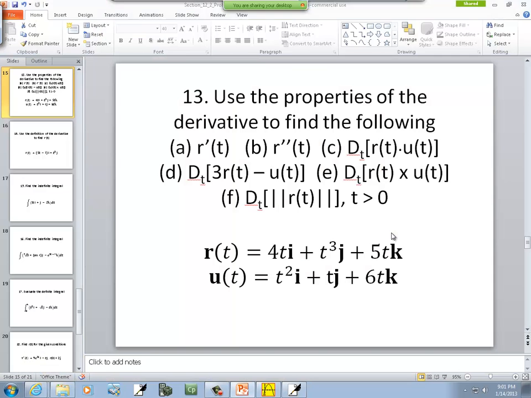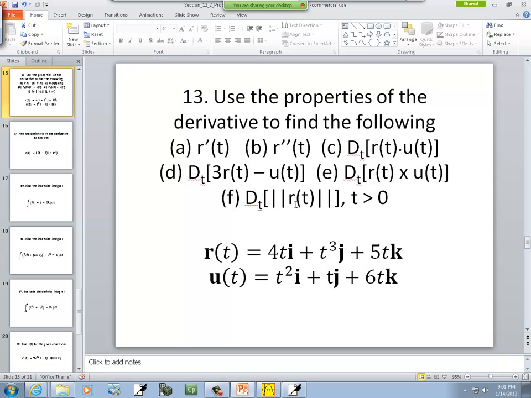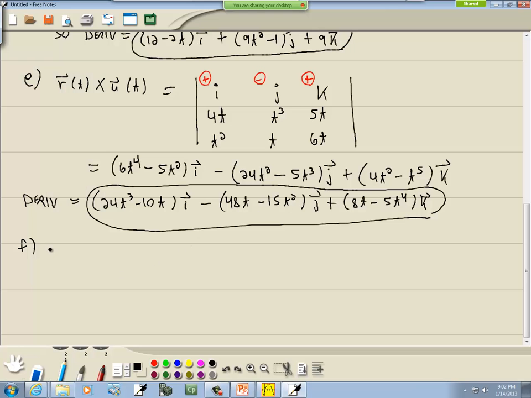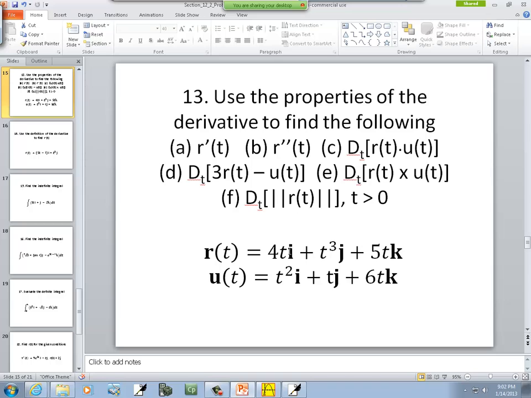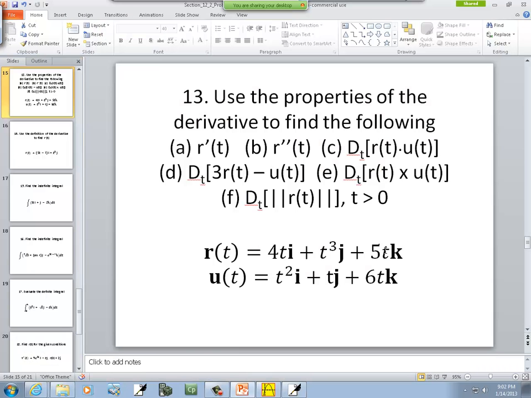F. I might have room here, hopefully. This says we want the magnitude of r. So let's find that first. And remember, that's a square root, and then we take our component functions, square them, and add them together. So r was 4t, so we're going to have 4t squared plus t to the third squared plus 5t squared.